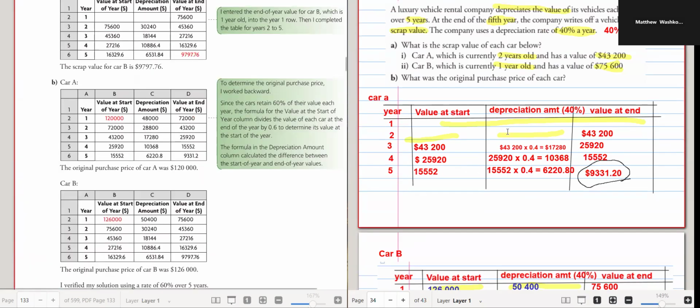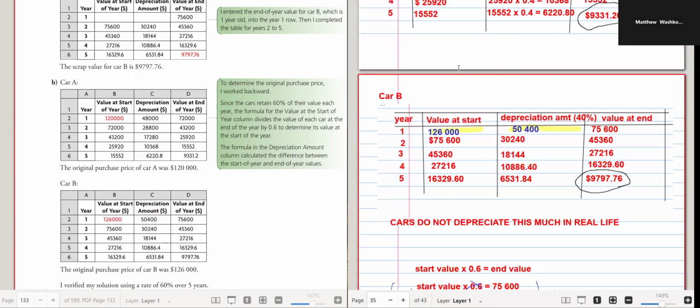So what we can see here for car A, I'm just going to take what's from the book in this case. It's 28,800. So its value at the start of year 2 looked like it was 72,000, right? Which means that's its value at the end of the year. Same thing, 72,000 divided by 0.6 gives you 120,000. So there we go.